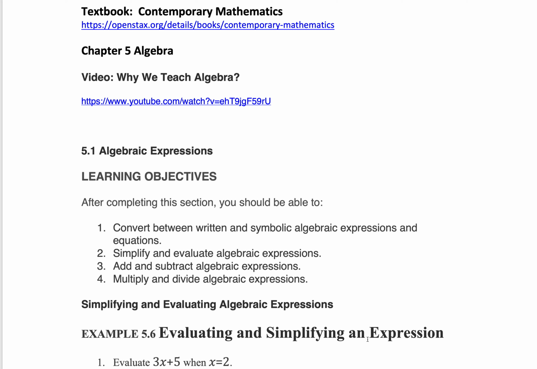Again, we do have the textbook. You can click on the top of the lecture notes. There is a link directly to the textbook. It's openstax.org. It is just free. And for now, we are in chapter 5. We are working on algebra.